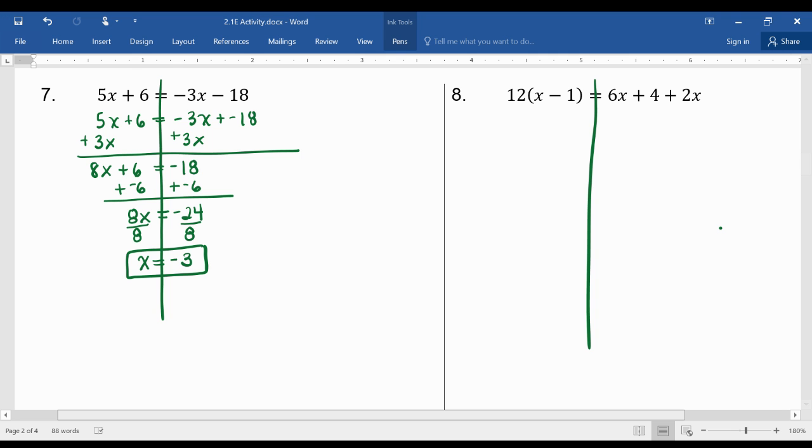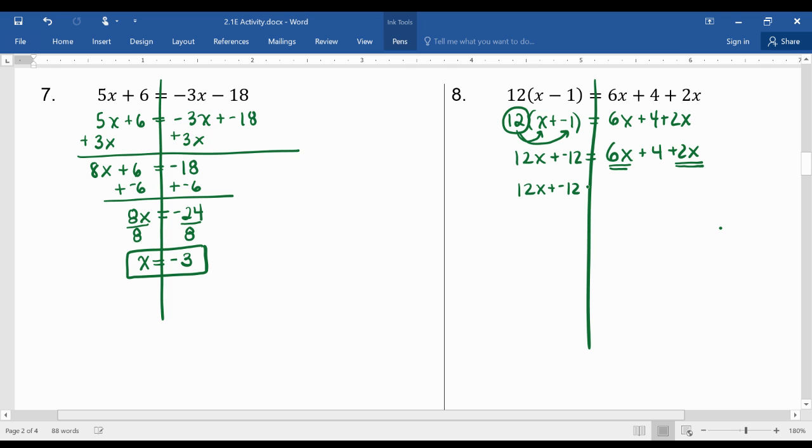Number 8. Start with distributive property. And I noticed this side just seems longer. And as I wrote it, I noticed that I had some like terms on that side. This side is as simplified as it's going to get for now. 6x plus 2x is 8x.